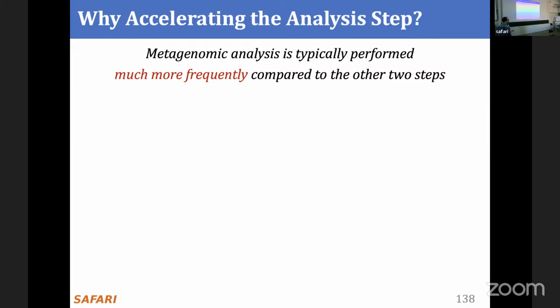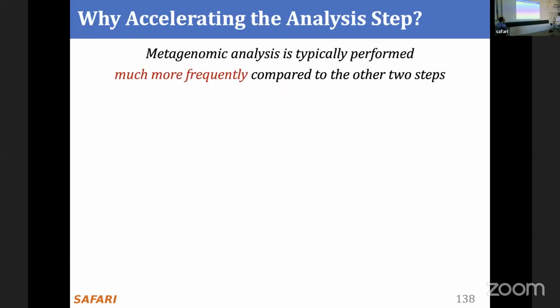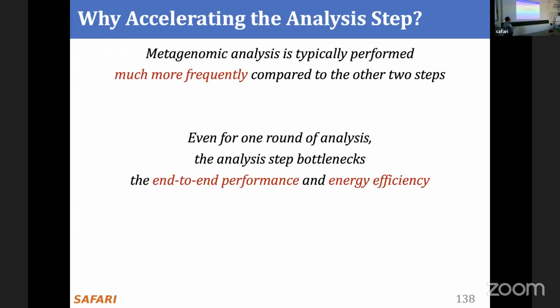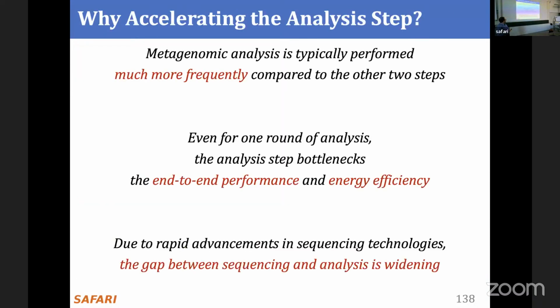By accelerating the analysis step: metagenomic analysis is typically performed much more frequently compared to the other two steps, sequencing and base calling. So you do sequencing and base calling, and then you want to do analysis several times. So it really makes sense to accelerate that process. And even for one round of analysis, the analysis step bottlenecks the end-to-end performance and energy efficiency. So even if you do analysis only once, the analysis is the bottleneck for performance and energy consumption. So we really need to accelerate it. And due to rapid advancements in sequencing technology, the gap between sequencing and analysis is widening. That's exactly what I also showed in the beginning of this lecture.